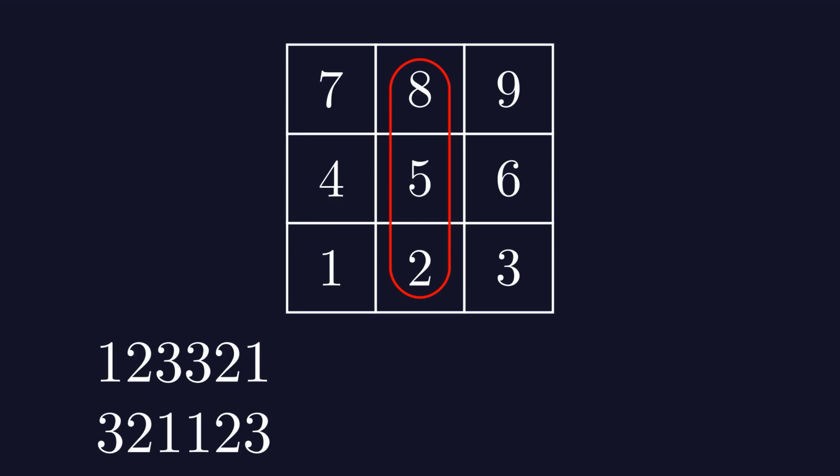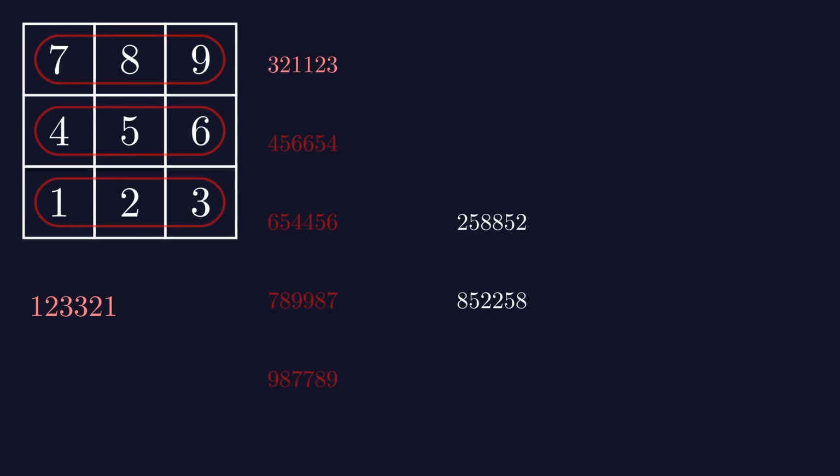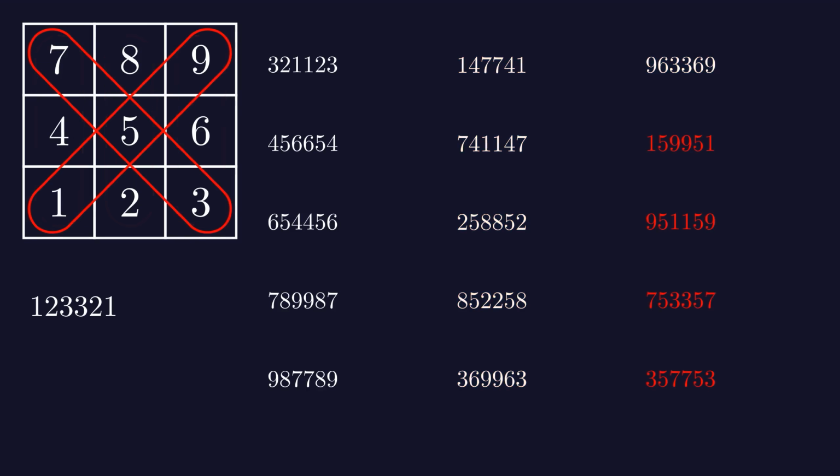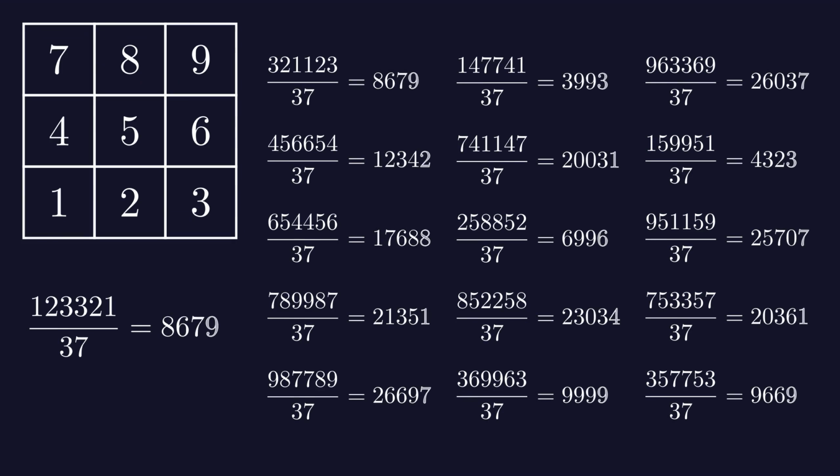From the middle column: 852, 258 and 258, 852. In total, there are 16 numbers we can create this way. And surprisingly, they are all divisible by 37.